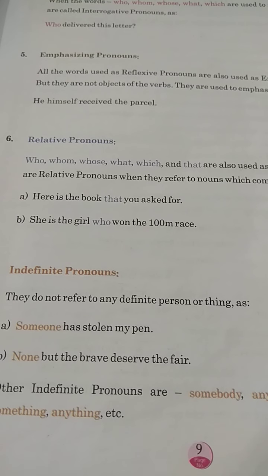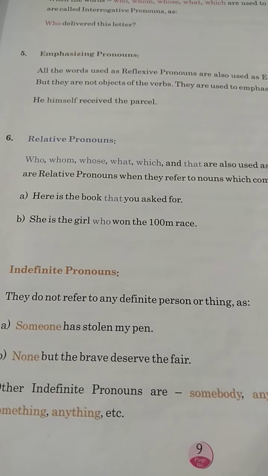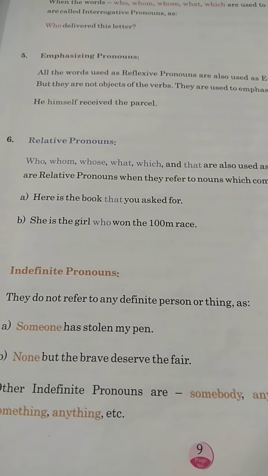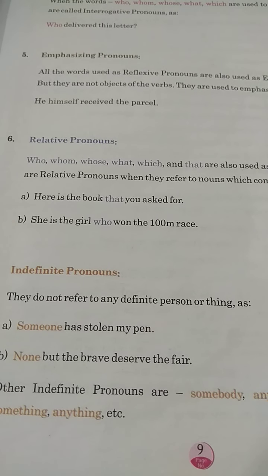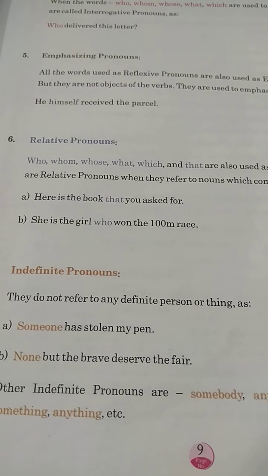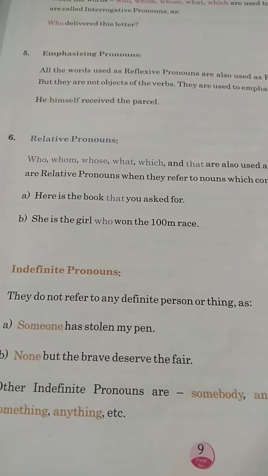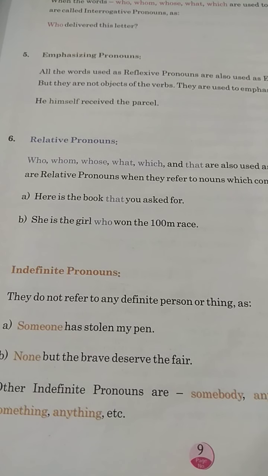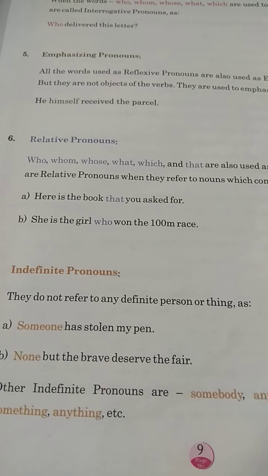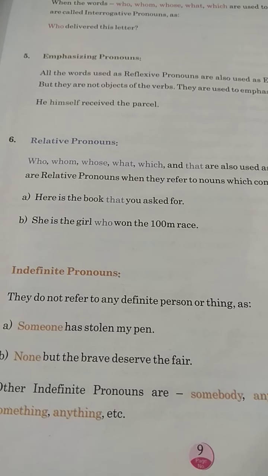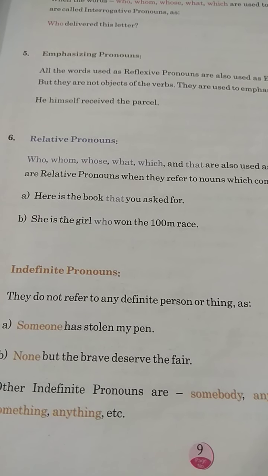I received what I deserved. What here refers to the thing that. This is not the book which I wanted. Uneasy lies the head that wears the crown. So the words in the sentences above, who, whom, whose, what, which, and that, are relative pronouns. A word that does the work of a pronoun and a conjunction is called a relative pronoun.